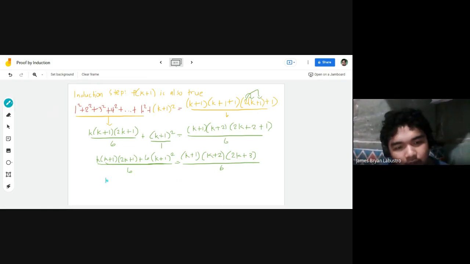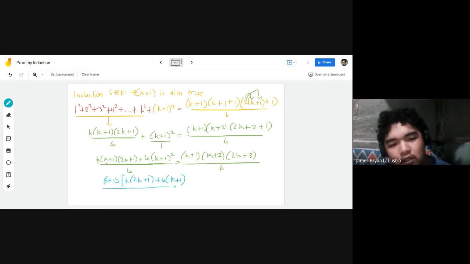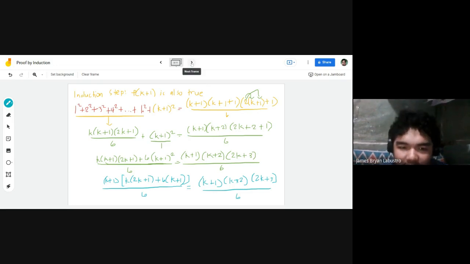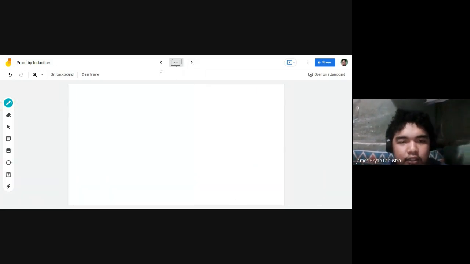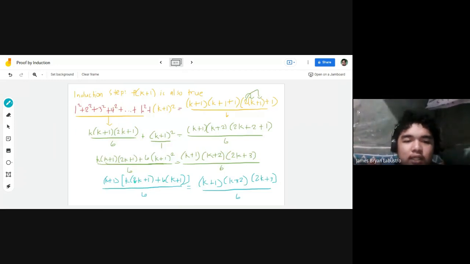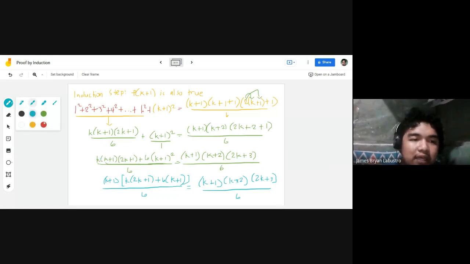So we have k+1 outside, times what's inside: k(2k+1) + 6(k+1), all over 6, equal to (k+1)(k+2)(2k+3) all over 6. Okay, then after that, we're going to simplify this. From (k+1) times the quantity k(2k+1) + 6(k+1), we're going to simplify the inside.